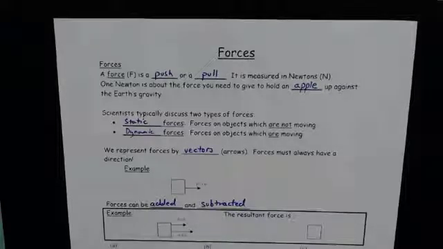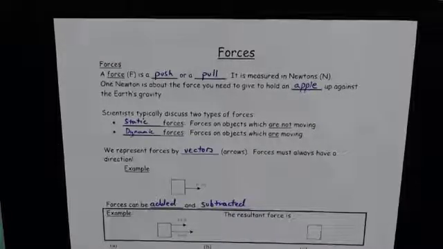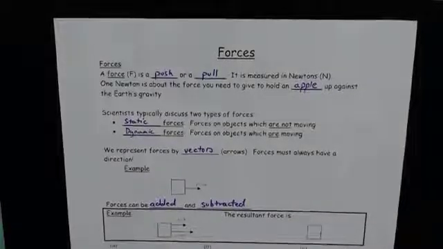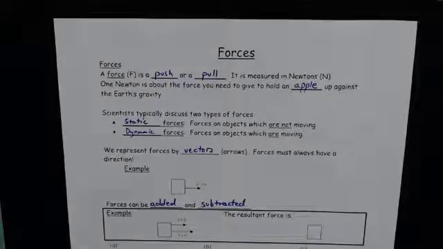We can say there's static forces on something that's not moving, like wind pushing on a building that's not moving, or the weight of the building, or if you're holding something, that would be static. Dynamic would be on something that's moving, for example, an engine pushing a car, right?